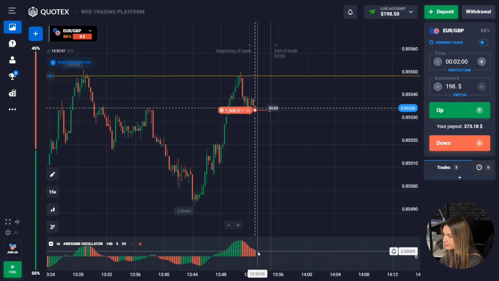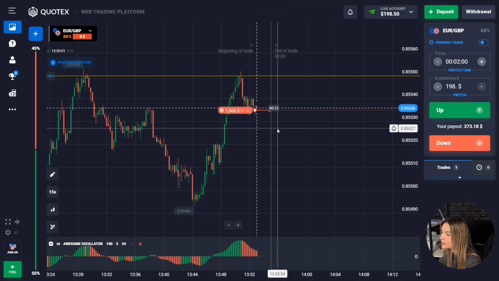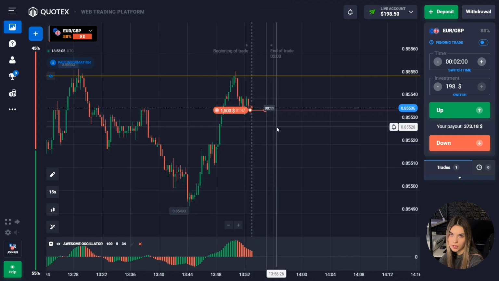A red histogram is formed. This means that the price will move down in the near future. We will try to make money on this downward corrective movement. I hope that 2 minutes will be enough for us, so guys, let's wait for the result.